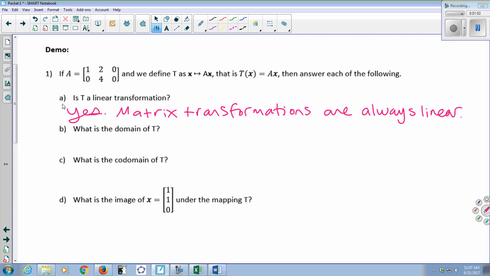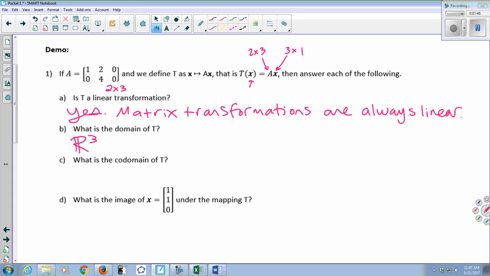What is the domain of T? What kind of X's can you put in? Where do they live? R what? 3. Yeah, because A is 2 by 3, right? So if you're going to multiply A times something, that something has to be 3 by 1, right? The inner dimensions have to match. So if A is 2 by 3, then X, the vector, has to be 3 by 1. So the domain is R3. You can plug in vectors from R3.